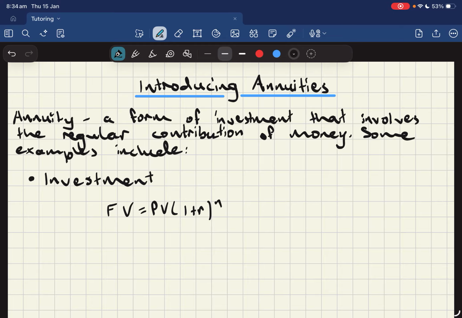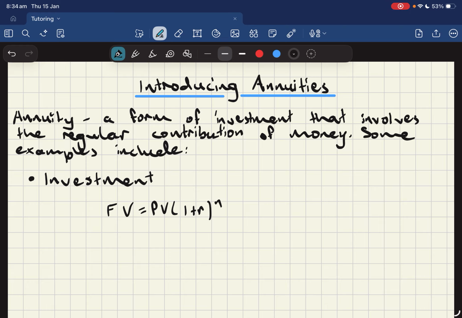Now, when we think of an annuity, this is an agreement between you and the bank. Say you have an investment, you're putting money into an account, it's gaining compound interest, and you want to make regular payments on top of this. We're going to investigate how something like this would work.